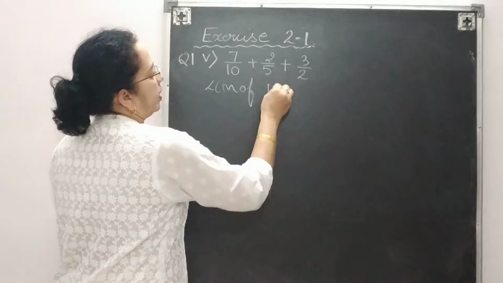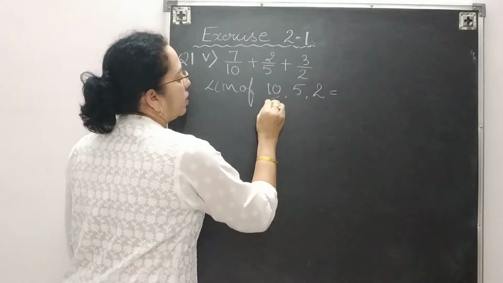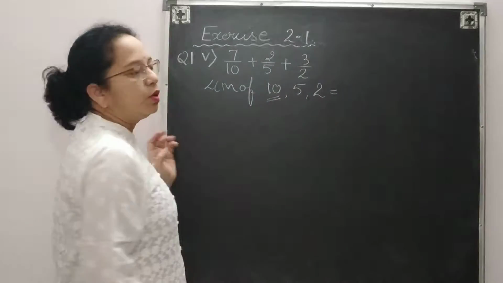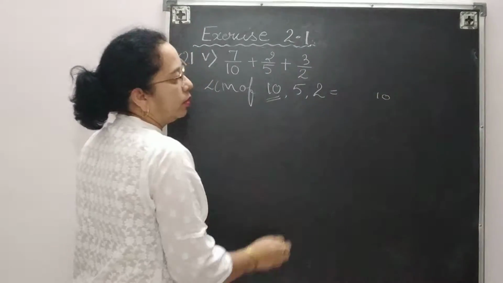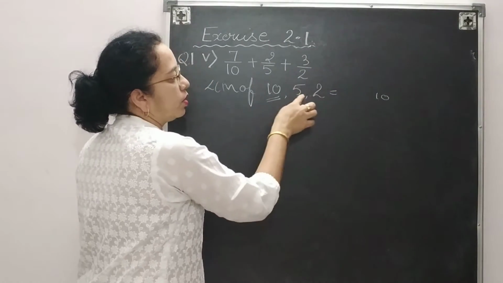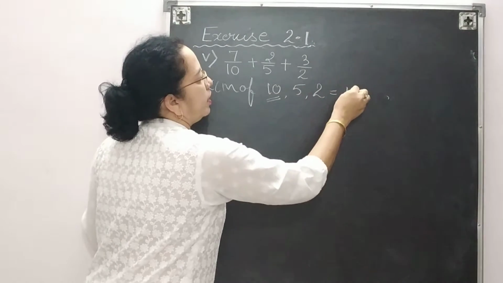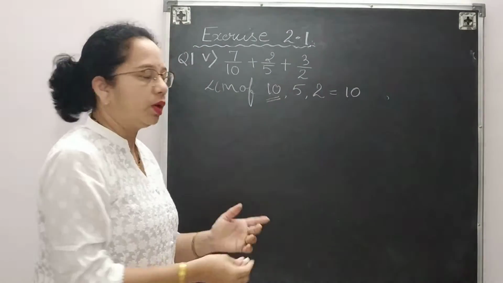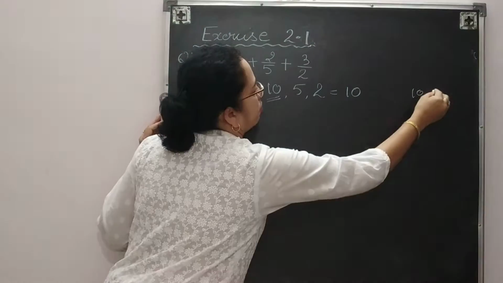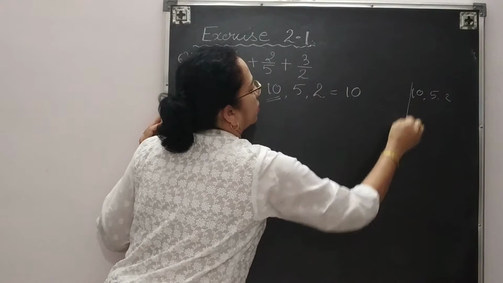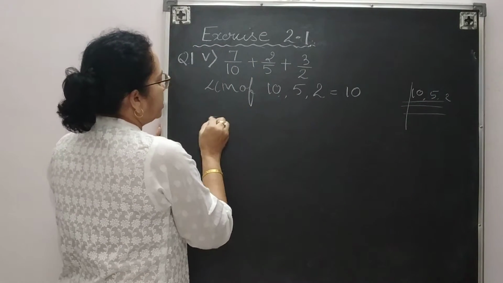LCM of 10, 5 and 2. Here your greater number is 10, so you can recite the table of 10 in your mind. 10 ones are 10. You can see that the first 10 comes in the table of 2 also and 5 also. So the LCM will be 10. This is the shortcut method. Otherwise you can find the LCM by the traditional method also. This is your choice. So now your LCM is 10.